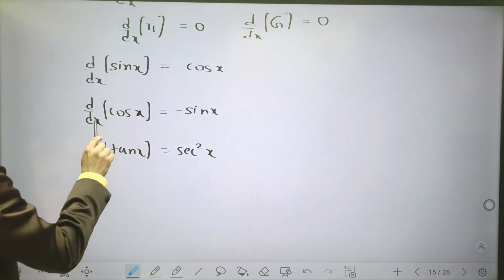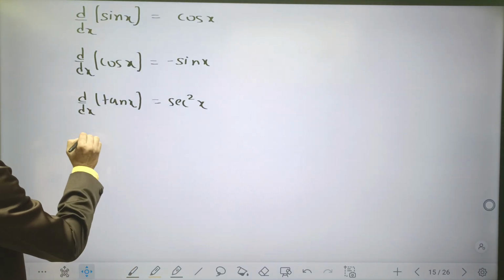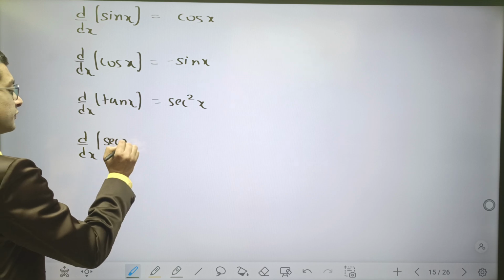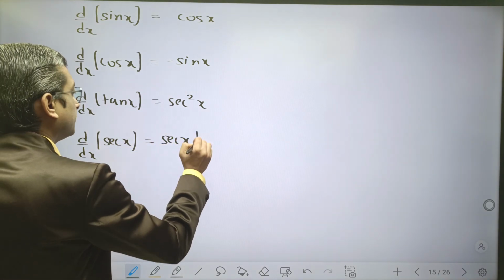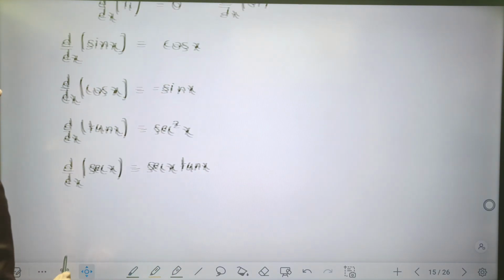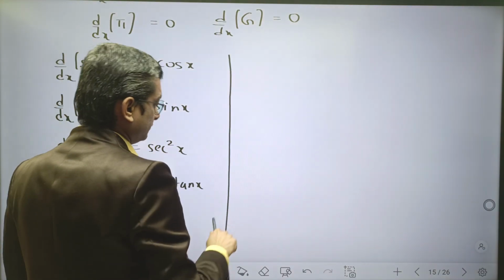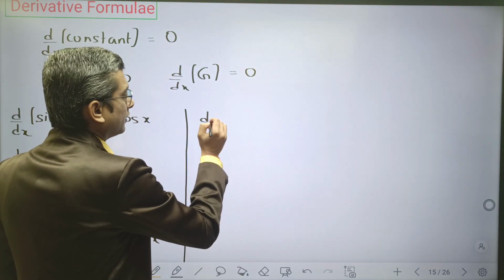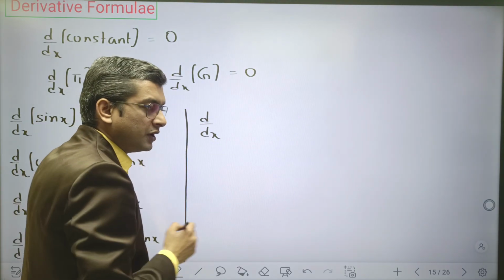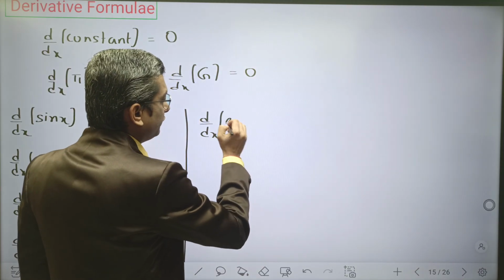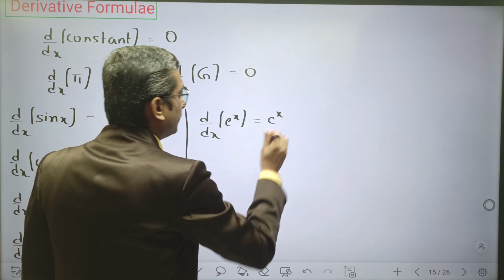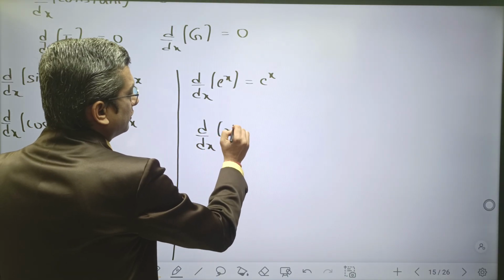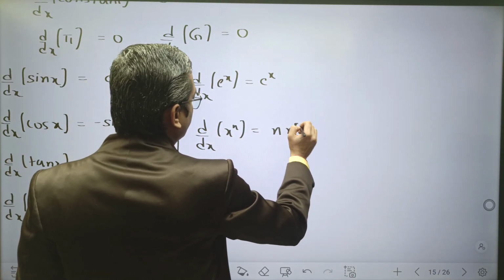After that we will have some examples so that the formulas will be very clear to you, how to use them. D by dx of sec x is given by sec x tan x. Now let us have an exponential function: d by dx of e to the power x is equal to e to the power x. And one very common formula is n x to the power n minus 1.